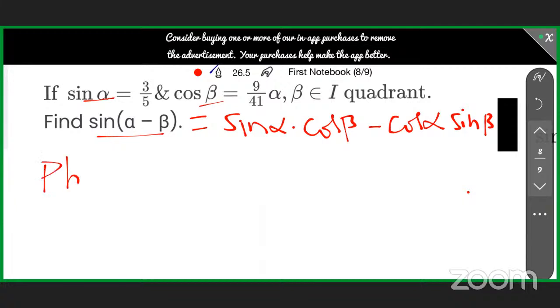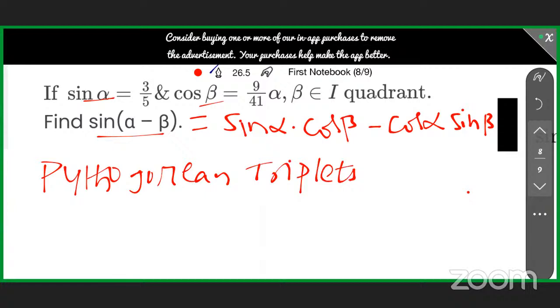Pythagorean triplets. I heard about this concept, Pythagorean triplets. Yes, sir. Give me one example for Pythagorean triplets. Sir, 2, 3, 5. Next. One more. 3, 4, 5. 5, 12, 13.